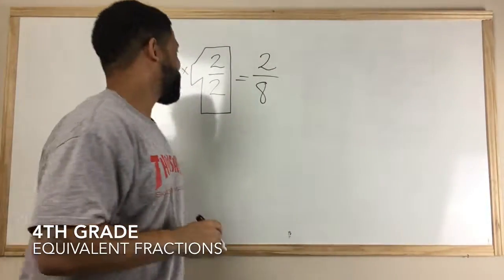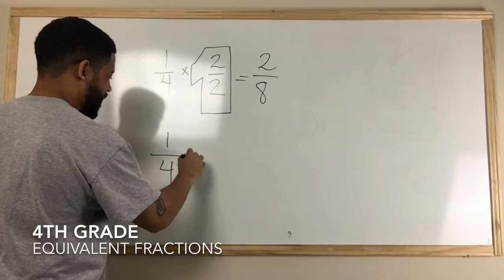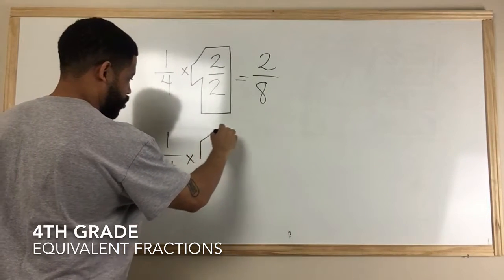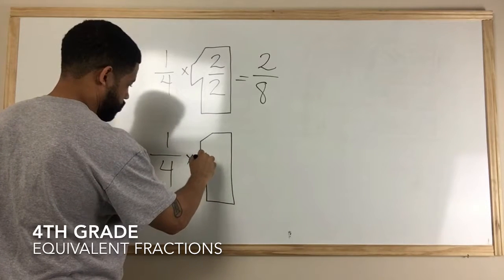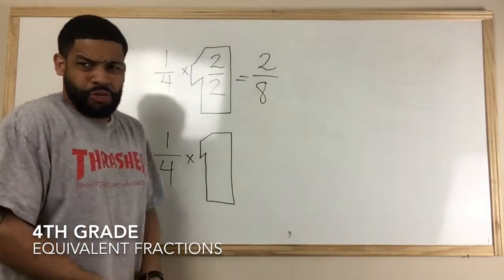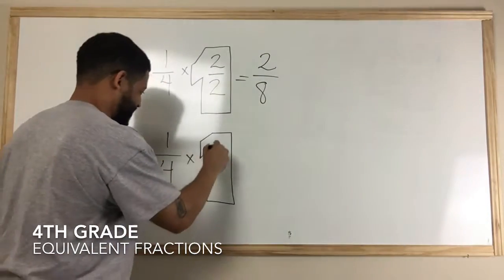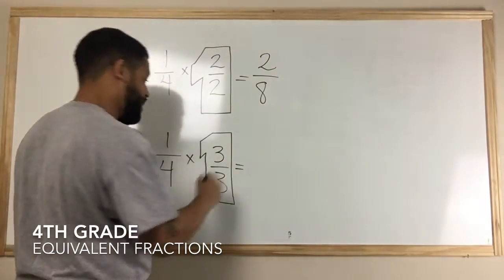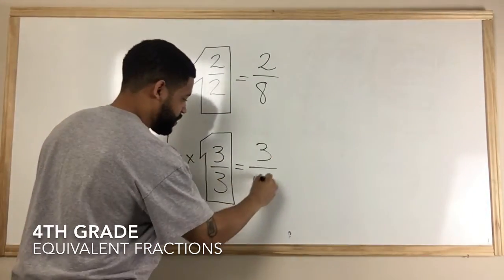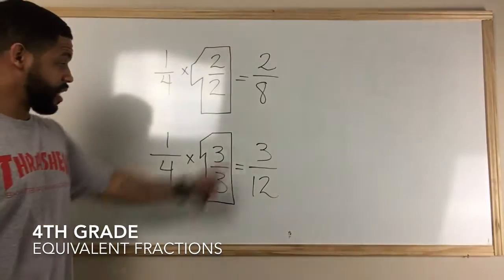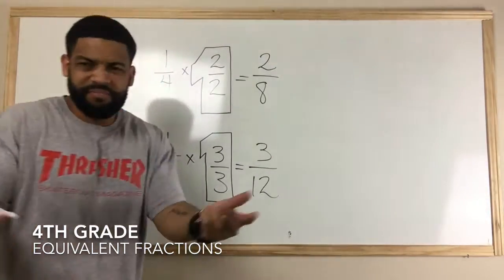Let's try that again. We're going to start with 1/4 again, and I'm going to multiply it by the big 1. Let's do 3/3. I get 1 times 3 is 3. 4 times 3 is 12. So that tells me that 3/12 is also 1/4. Okay? One more.